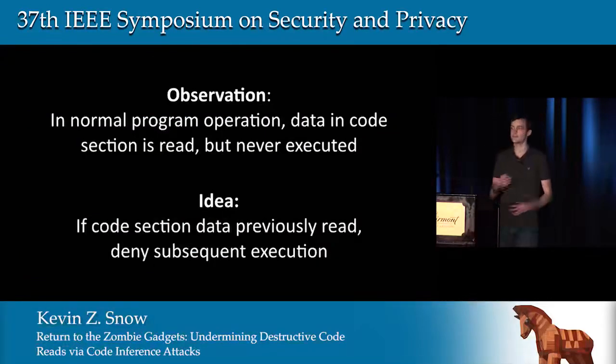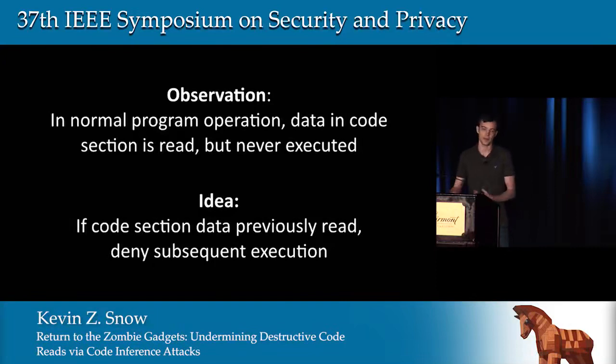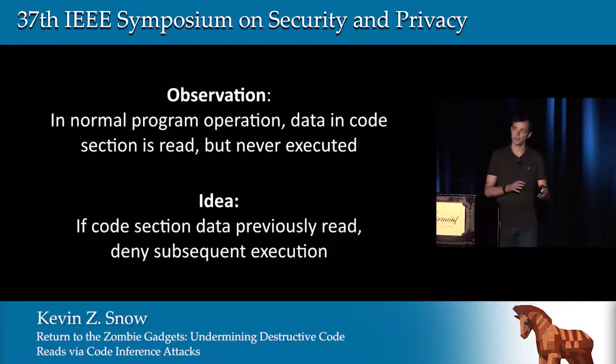So we went down this path of trying to figure out a mitigation that we could build that takes into account this problem of mixed code and data. And so we made the observation that in normal program operation, data in the code section is read, but it should never be executed after it is read, because it's either data or it's code in normal benign program execution. So the idea we had is maybe we can come up with some policy where if code section data is previously read, then we want to deny the subsequent execution of any bytes that were read.